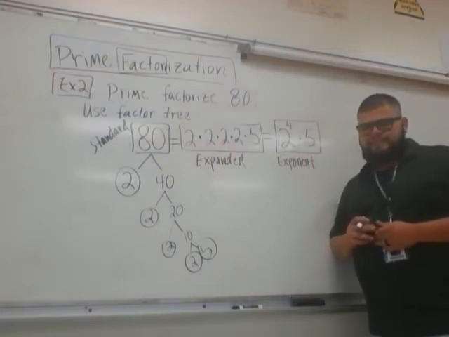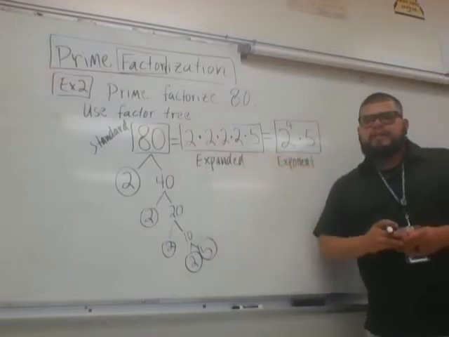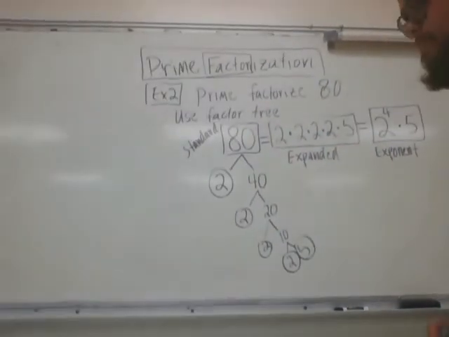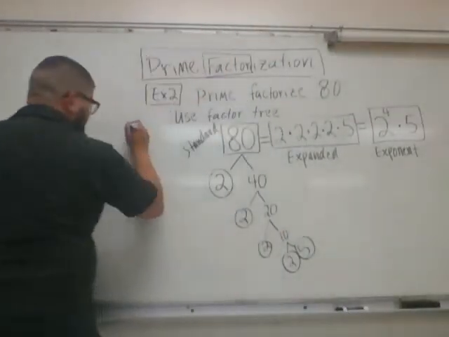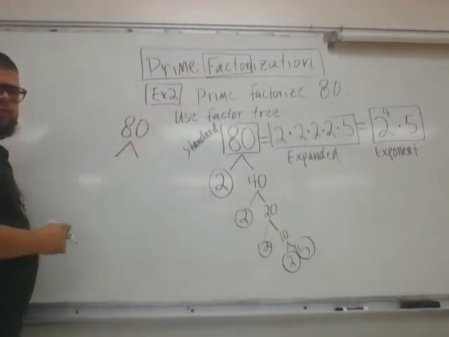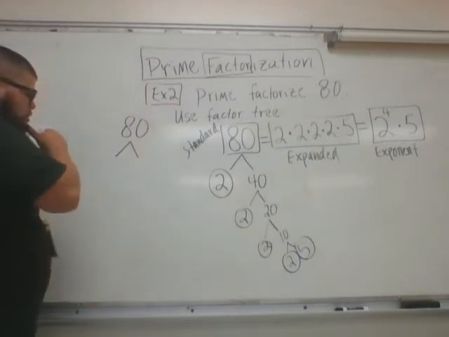All right? Now, before we move on, I want to go ahead and prime factor 80 without using 2 as my first factor. So I'm going to scoot this over a little bit so you can see it. I'm going to do it over here. So let's say we have 80, but we don't want to use 2 as our first factor. We want to use other factors, right?